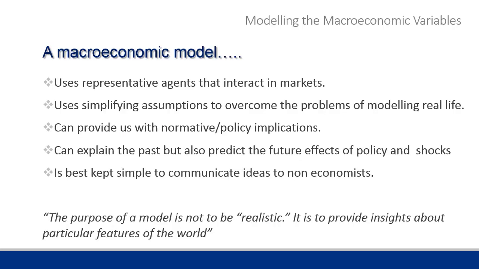A macroeconomic model in particular will use assumptions, and one of those simplifying assumptions might be the use of a representative agent. For instance, the agent in the model might be the representative worker or the average worker. So there'll be one worker who represents an average worker interacting with other agents in our models, and they interact in markets. So for a worker, for a firm, they will interact in the labour market.